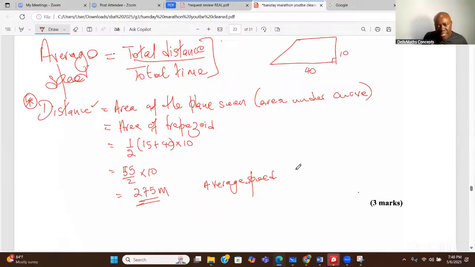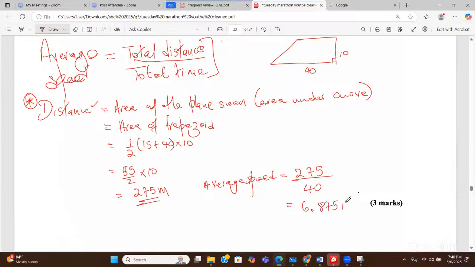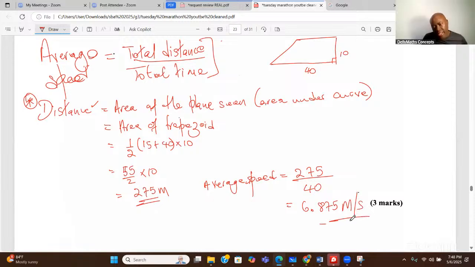So the average speed is equal to, I'm not going to rewrite the formula because we did already. I'm just going to put the things in perspective now. The distance, which is 275, divided by the time, which was 40 seconds. Whatever you get is the answer. 275 divided by 40 is going to give us about 6.875 meters per second. Average speed, it's traveling that many meters for every second. Done. This is just an idea, people.